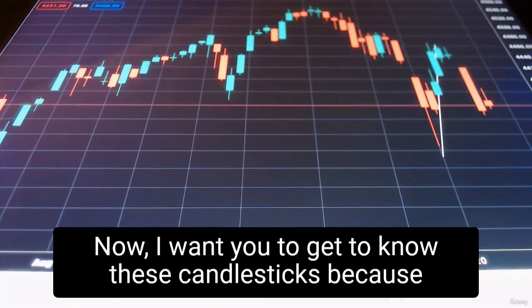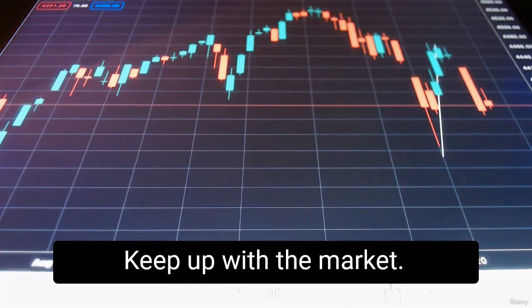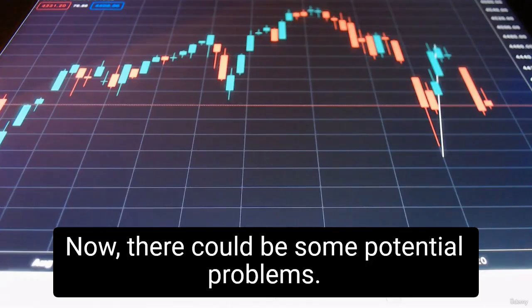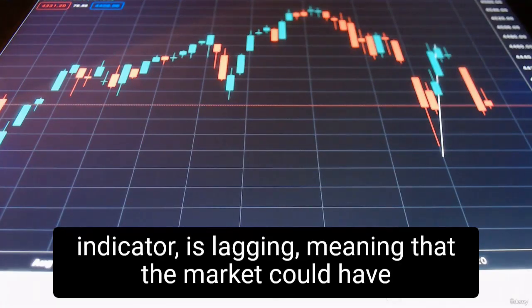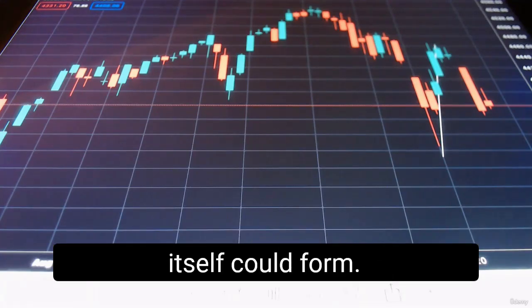Now, I want you to get to know these candlesticks because this is what you're going to be learning on. This is how you're going to keep up and track the market. There are advantages to using candlesticks, but there could also be some potential problems. One in particular is that candlesticks, just like any other indicator, are lagging, meaning the market could have already gone in a certain direction way before the pattern itself could have formed.